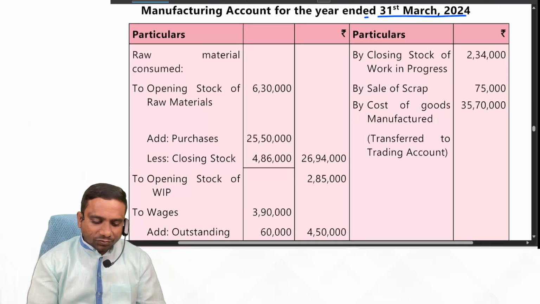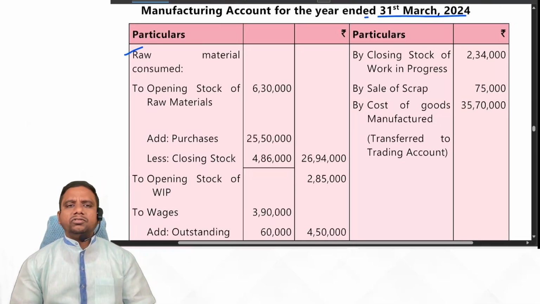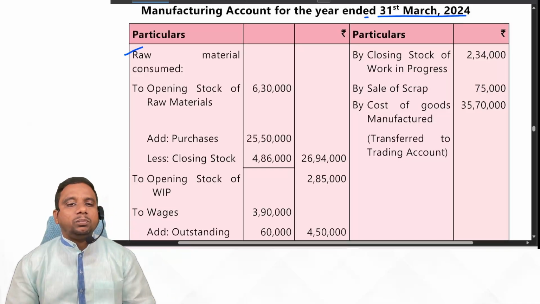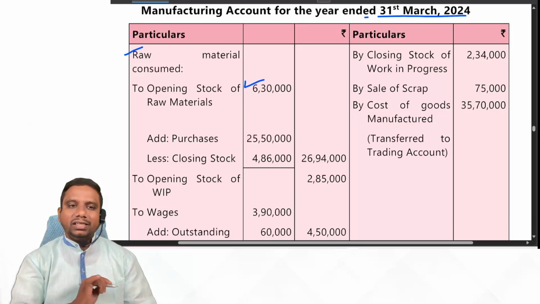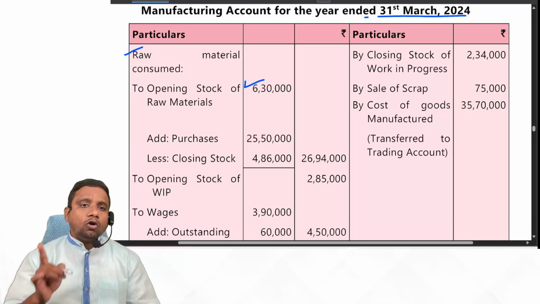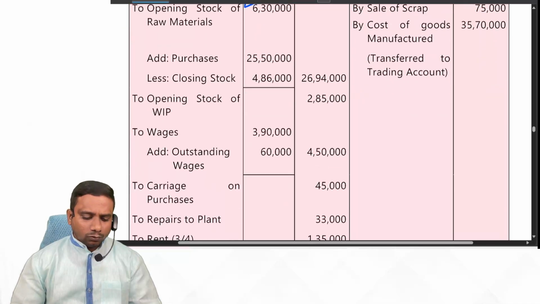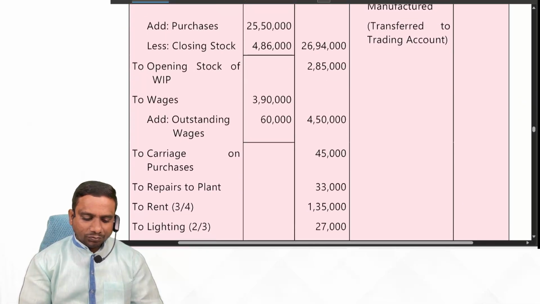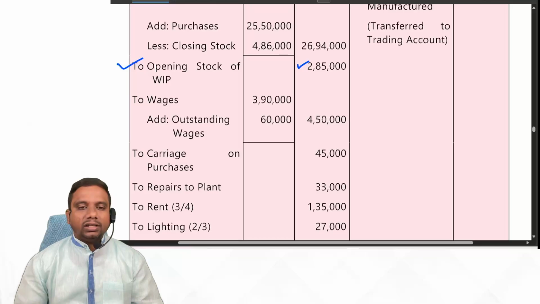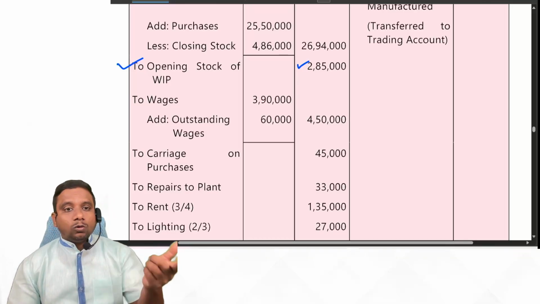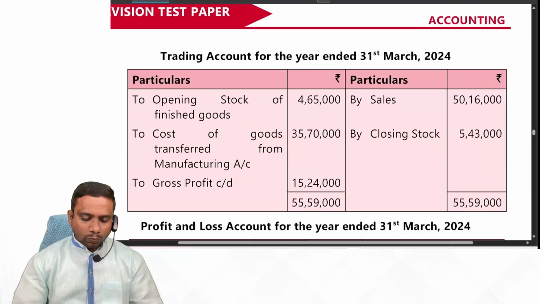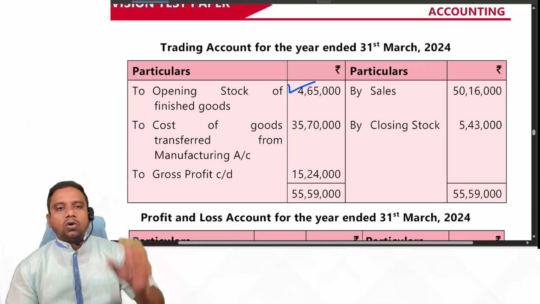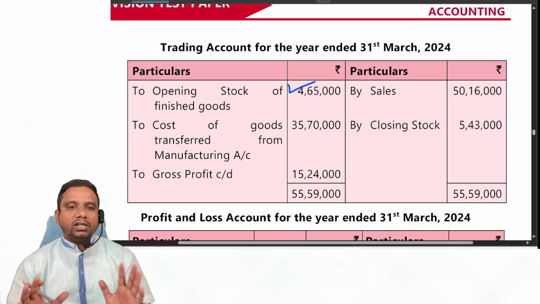Now, first, raw material. Raw material consumed, we have a formula: opening stock of raw material plus purchases minus closing stock of raw material. Yes. Out of that, they have given opening stock of raw material 6,30,000. Next, opening work in progress, 2,85,000. Next, we have opening stock of finished goods, so go to trading account, debit side. All the three items are shown in the appropriate place.